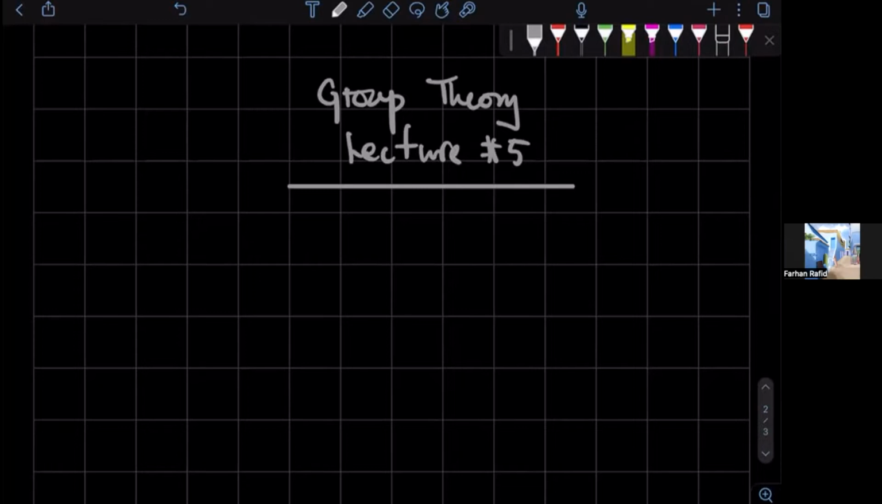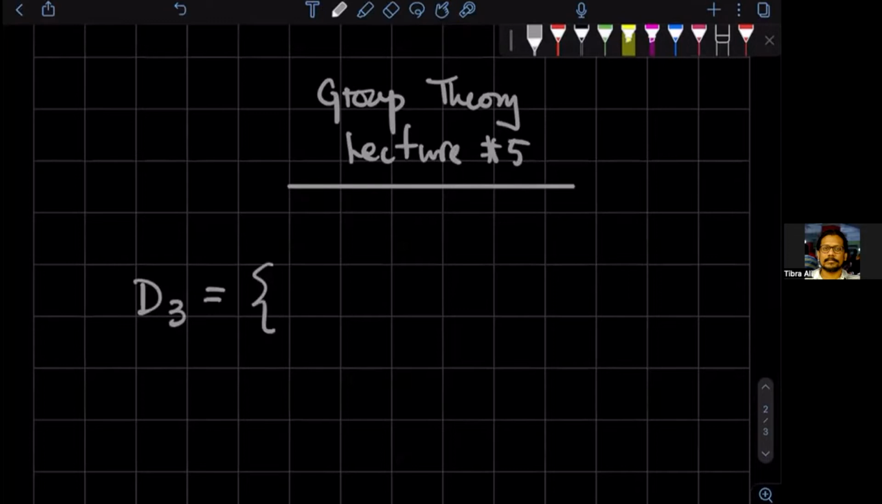Sir, would you please explain how to find the equivalence classes of D3 and D4? I didn't get how to find classes from a group. Okay, so D3 and D4 would be similar. Let's just take D3.